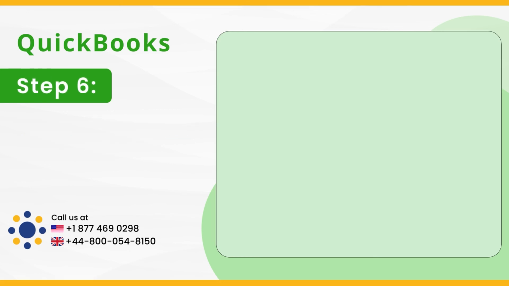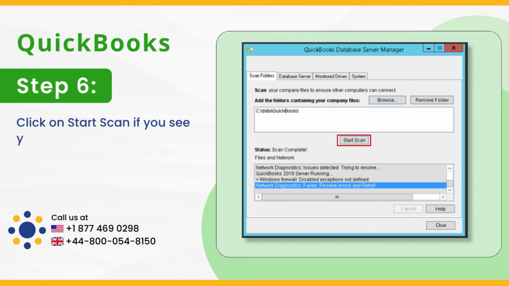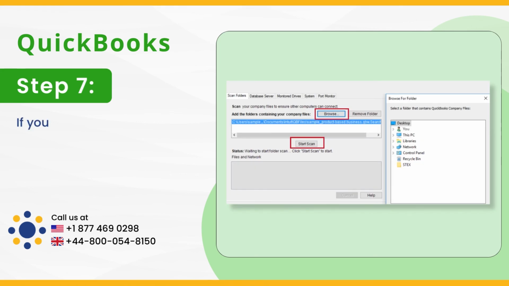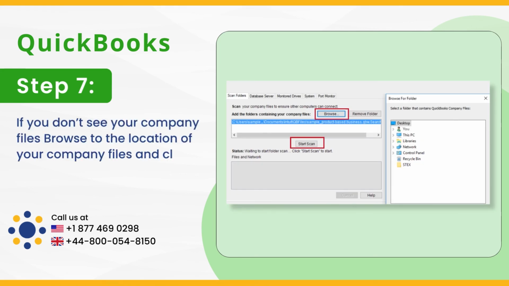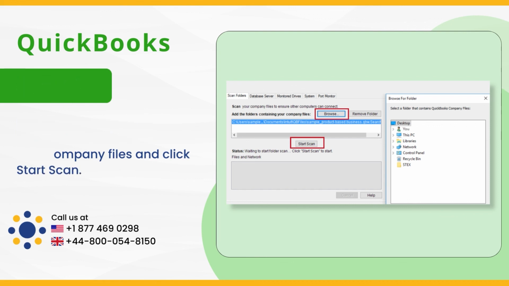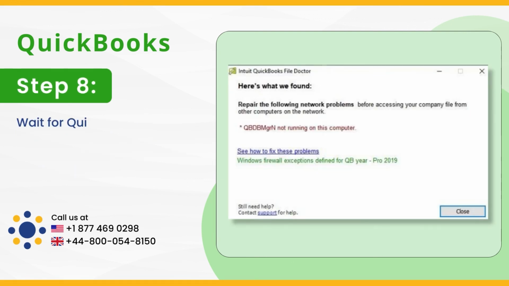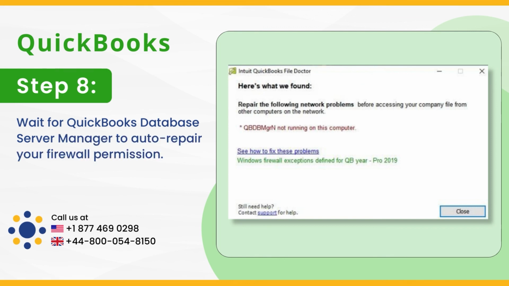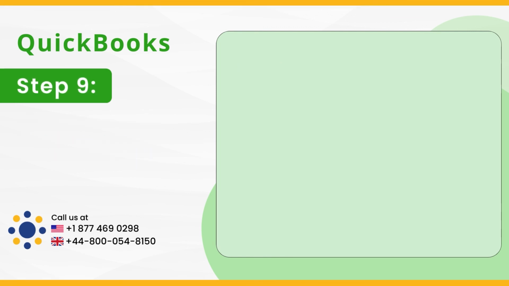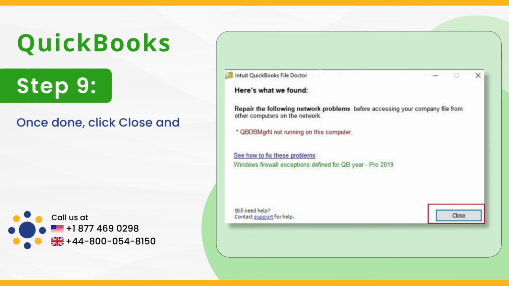Step 6. Click on Start Scan if you see your company files. Step 7. If you don't see your company files, browse to the location of your company files and click Start Scan. Step 8. Wait for QuickBooks Database Server Manager to auto-repair your firewall permission. Step 9. Once done, click Close and see if the error is resolved.